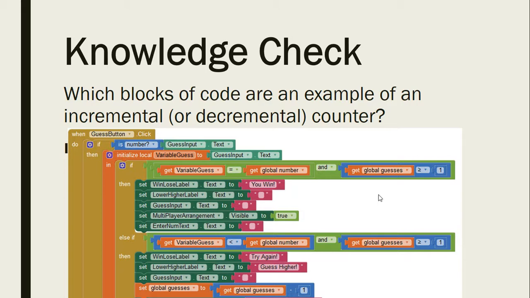All right, hey, there at the very bottom, we've got global guesses. So set global guesses to global guesses minus 1. That's an example of a decremental counter.